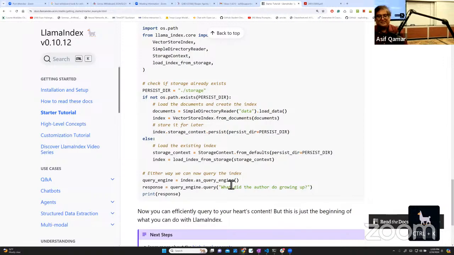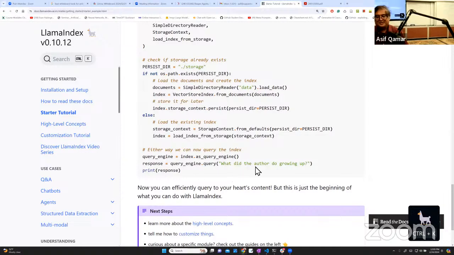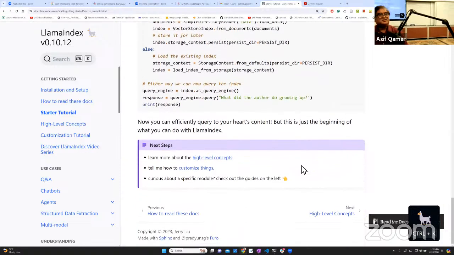Either way, you can query it. It's the same index into which you were inserting. Now you can use it as a query. And there it is: what did the author do growing up? And it can give you the response.